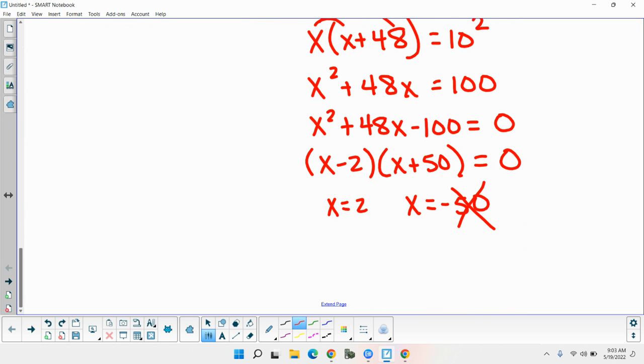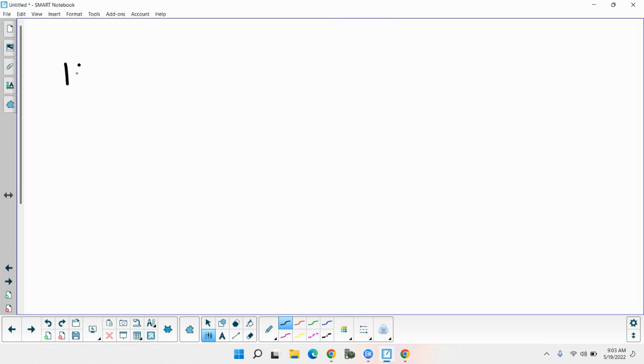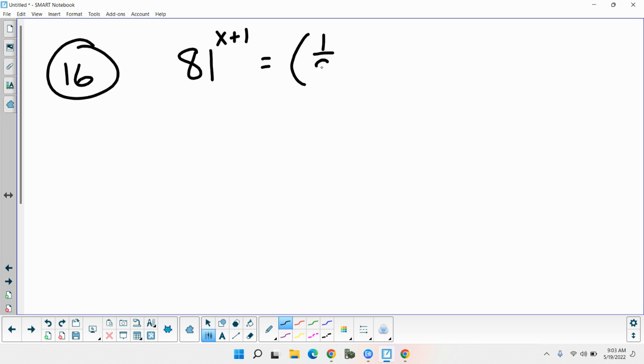All right, number 16. Let's go to the next page. Give us some more room. Oh, that's extension. That's the next page, right? All right, number 16 is another equation we have to solve, but this time they're exponential equations. So the log ones we turned into exponential. The exponential ones we turn into logs, remember?